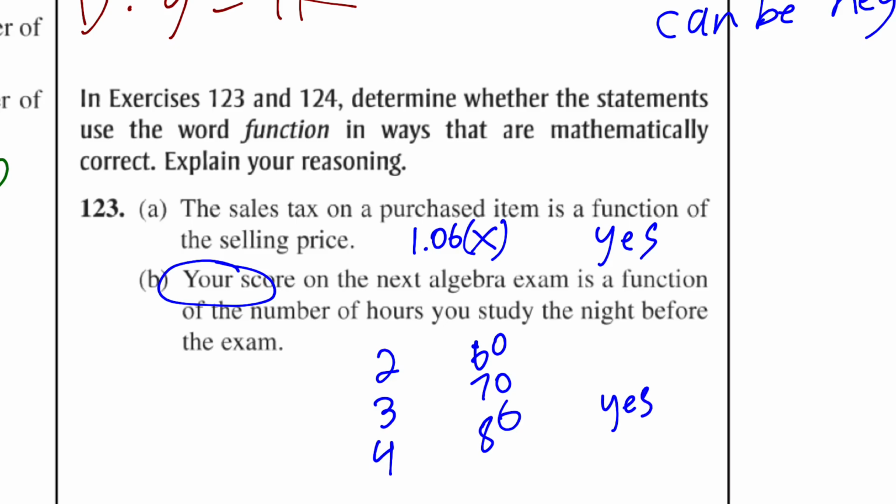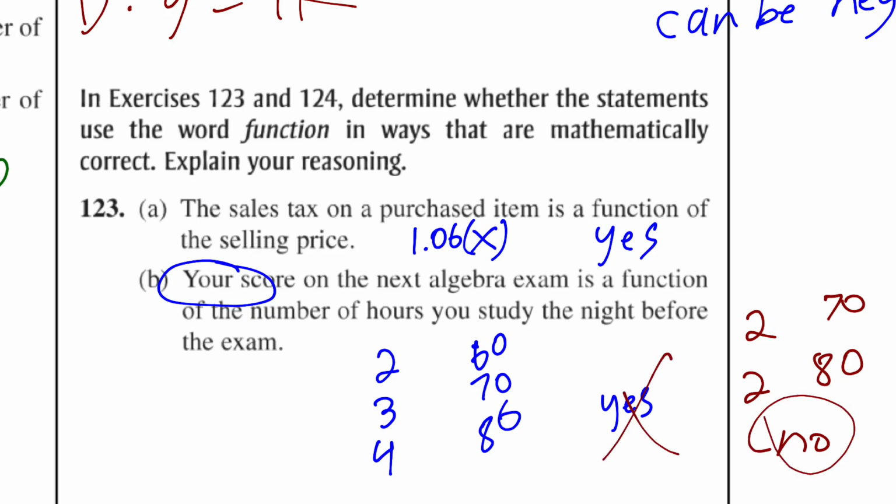But if you were taking more than one test and you ever ran into a situation where you studied for 2 and then you got a 70, and then you studied for 2 and then you got an 80, then it would be no. Yeah, the book says no. I agree with that.